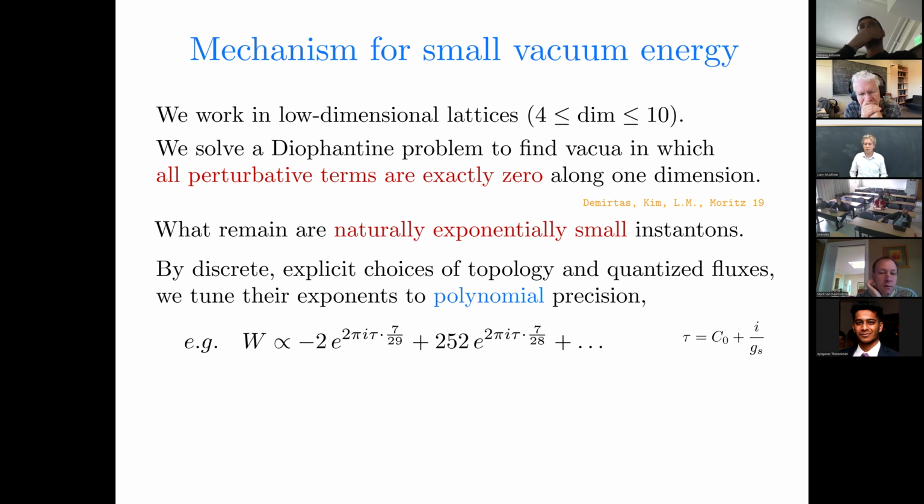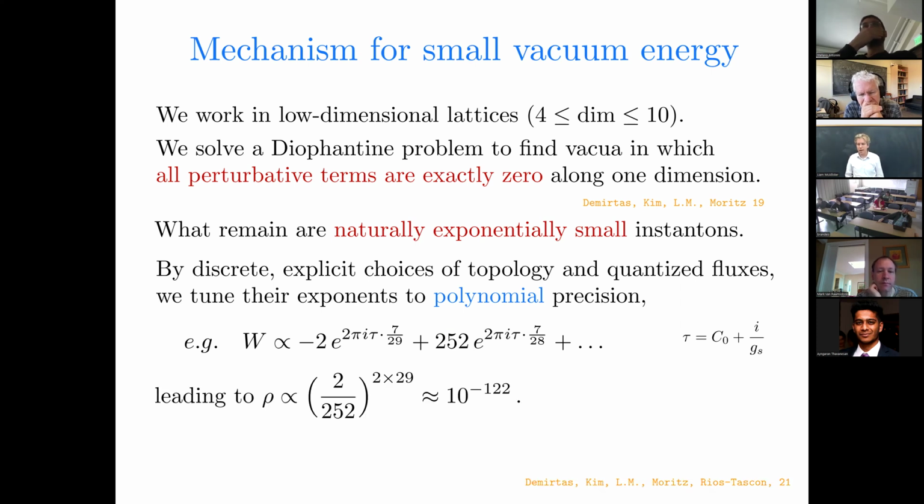What you can easily check is that if you minimize this superpotential, the result is an exponentially small value. You see in the result for the vacuum energy the ratio of the prefactors, 2 and 252, appearing as the base. And then the exponent involves the 29, the difference in the exponents. That number, 2 over 252 to the 2 times 29, is actually 10 to the minus 122. It's small enough to account for the smallness of the observed vacuum energy.